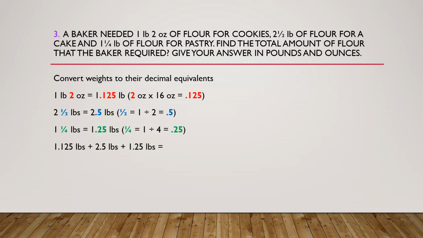So now all we have to do is add the 3 decimal numbers together, and we just get the calculator. 1.125 plus 2.5 plus 1.25 equals 4.875 pounds. Great stuff, but we need it in pounds and ounces. We still have a no-brainer part. If we have 4 whole pounds in the decimal equivalent, we're going to have 4 whole pounds with the pounds and ounces. But what we're going to do is take the decimal 875 pounds and multiply it by the amount of ounces in a pound, which is 16. So decimal 875 times 16 is 14. So we get a final answer of 4 pounds and 14 ounces. That's how much flour is needed.